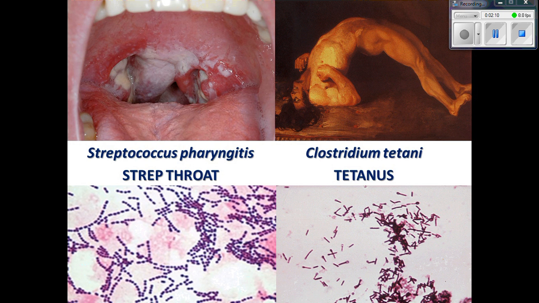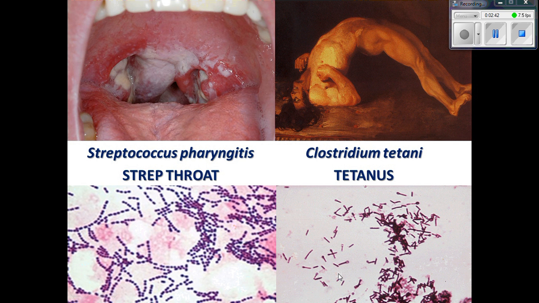Harmful examples of eubacteria include Streptococcus pharyngitis, which causes strep throat, and Clostridium tetani, which causes tetanus. If you notice the images at the bottom of the screen, Streptococcus pharyngitis, or the strep throat causing bacteria, have a round shape. The strepto indicates that they actually form a chain.